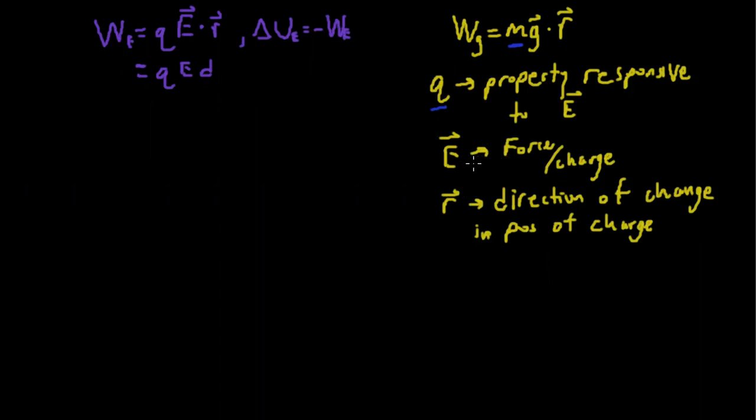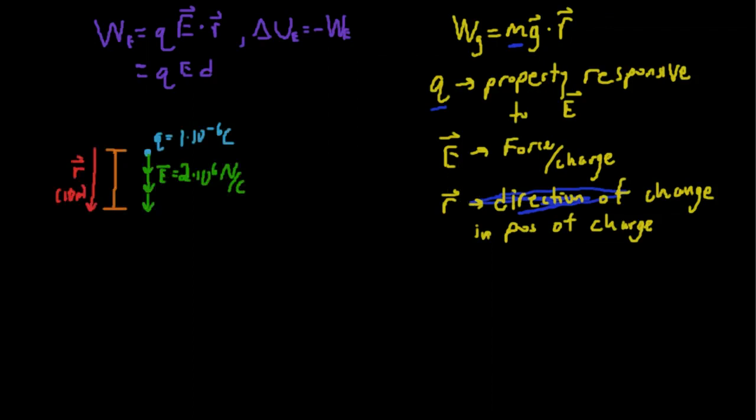We also have the electrical field, which is just the force that's exerted per charge. And we have r, which is just the direction of the change in the position of the charge. Actually, that's not entirely correct, it's the change in the position of the charge, and it has the direction of the change in position of the charge.